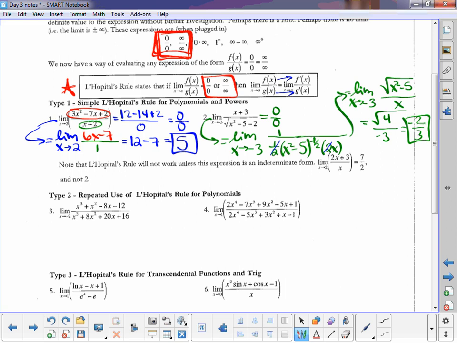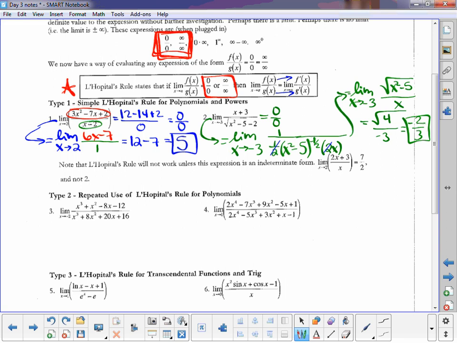So like for this one, if I were to do direct substitution, I would get 7/2. And if you try doing L'Hopital, which means we can't do L'Hopital, right? It's not indeterminate form. And if you try to do L'Hopital, you would have gotten answer 2. So you can see it does not work unless it's in an indeterminate form.